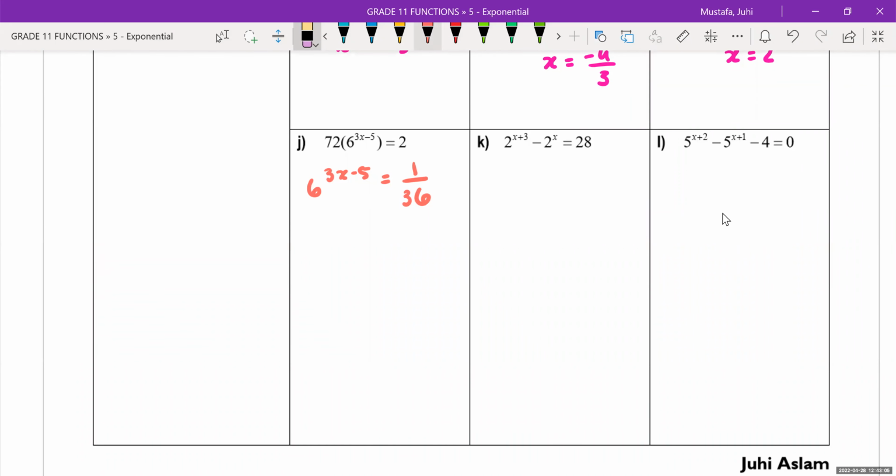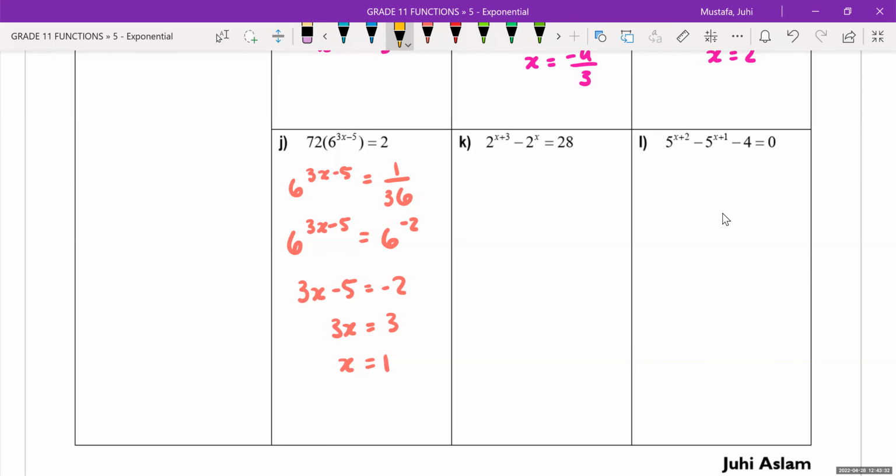Okay, this is great news because 36 works really nicely. This is going to be 6 to the power of 3x minus 5. What am I going to change the 1 over 36 to? Yep, you got it. 6 to the power of -2, and now it's all the same as the previous questions. -2 plus 5 is 3, and so x is going to be equal to 1. Okay, like I said, questions K and L probably the most challenging. I'll give you guys just a second to do J or catch up on J.